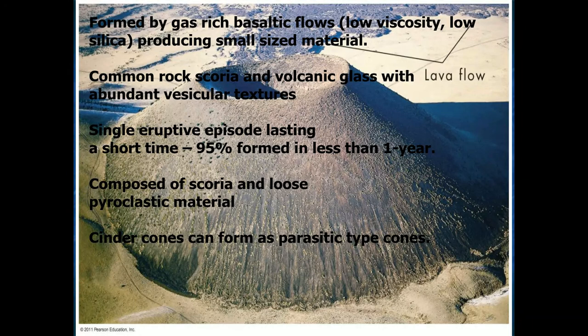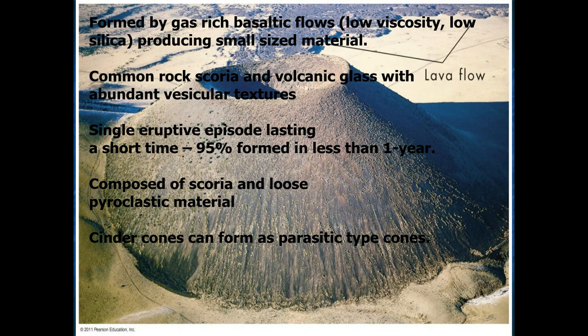vesicular extrusive igneous rock that's typically dark in color, could be light in color, which would then be called a pumice. A lot of these rocks are used for landscaping, but we can find, again, vesicular textures with glass. Single eruptive episodes sometimes last for a very short time. 95% of these volcanoes just pop up and form in less than 1 year, again composed of scoria, loose pyroclastic material.